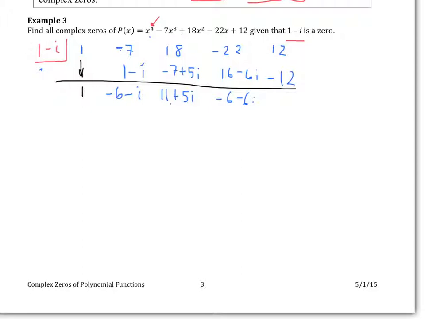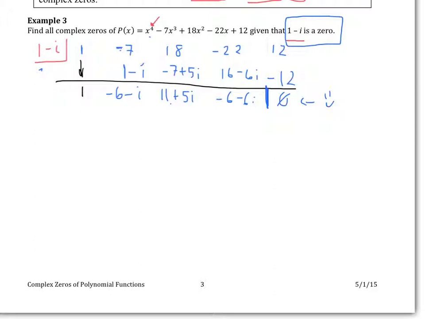And then this is my convention. I always put 0, with a little line to show that I'm done. And this is good. I want zeros. In fact, that's what's supposed to happen. It tells me that 1 minus i is a zero, so I should get 0 at the end.